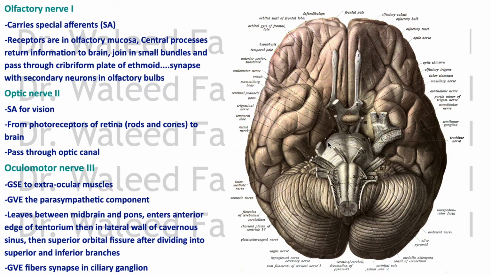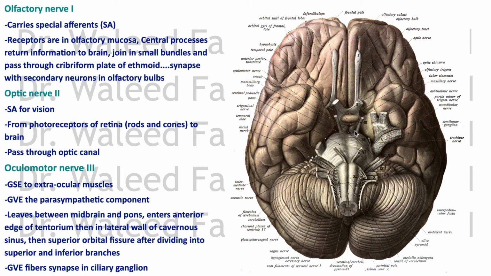As I told you before, it's involved in visual reflexes, and then through optic radiation to the cerebral cortex, which is the occipital cortex. We've studied it in the last lecture. The third one is the oculomotor nerve, and the cranial nerve nuclei in the midbrain.